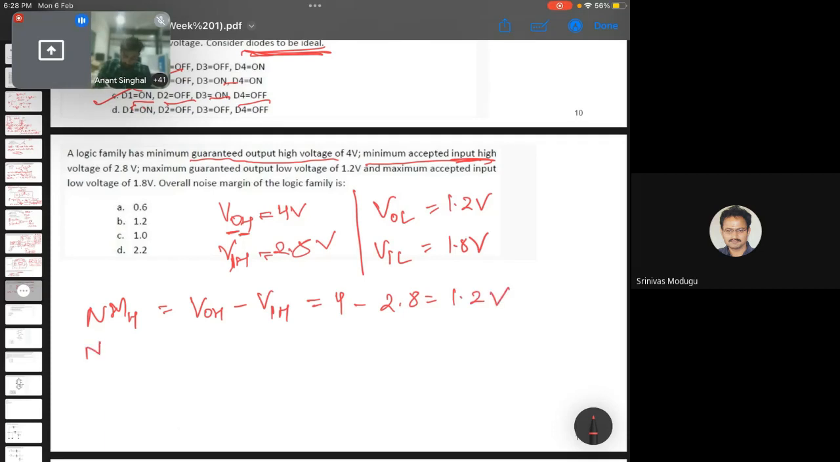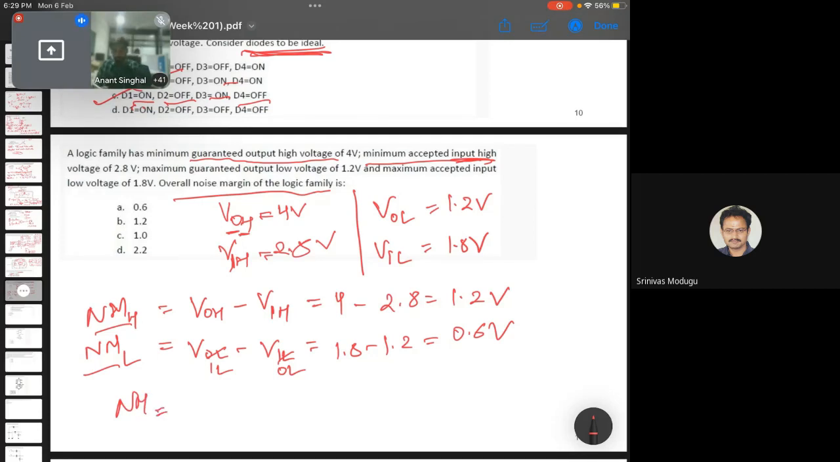If we calculate the noise margin for the low case, then it will be VIL minus VOL, which is 1.8 minus 1.2 volt, so it is 0.6 volt. Now the overall noise margin will be the minimum of both high and low. Since we need a good noise margin, we take the worst case out of them. So the overall noise margin is the minimum of noise margin high and noise margin low, which is 0.6. So the correct answer to this question is 0.6, which is option A.